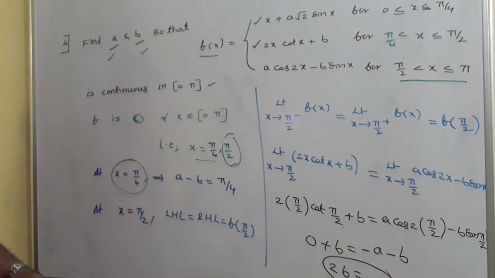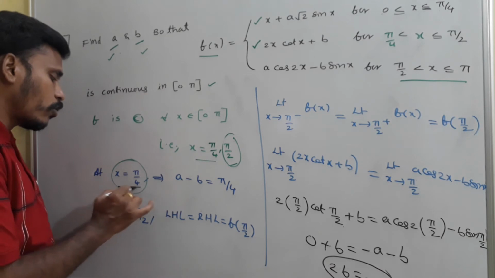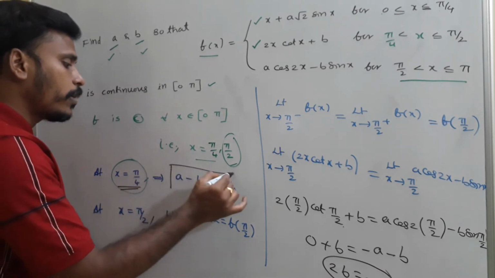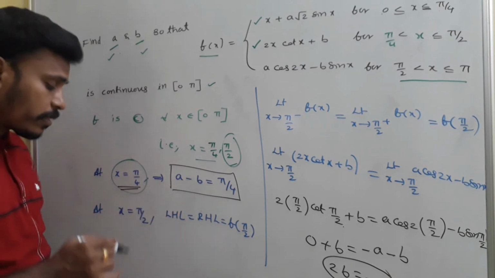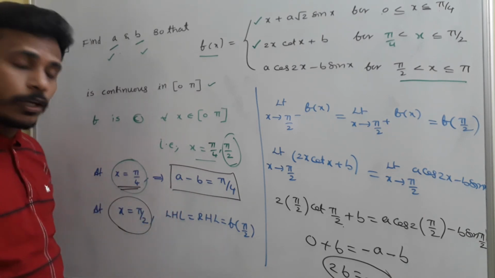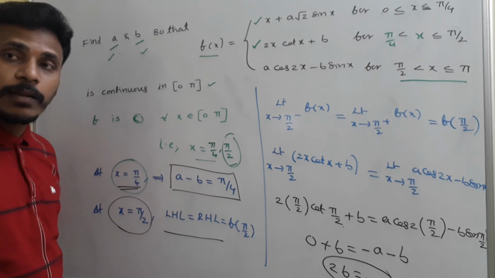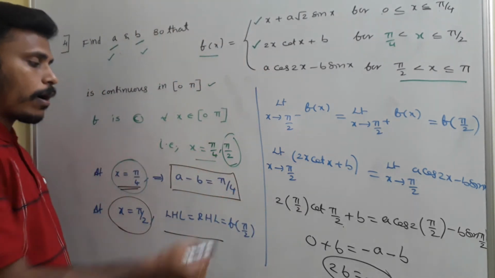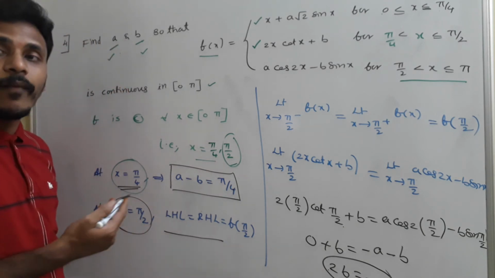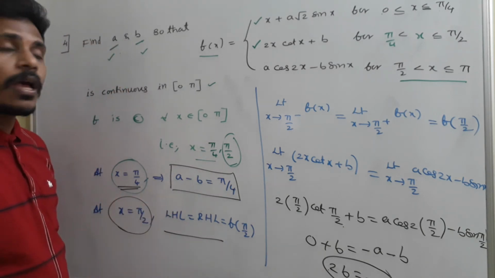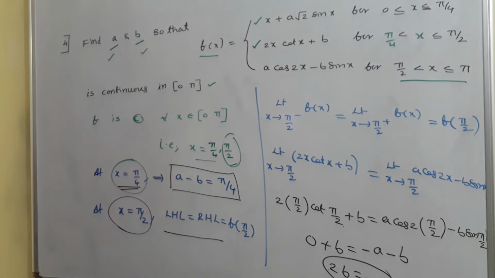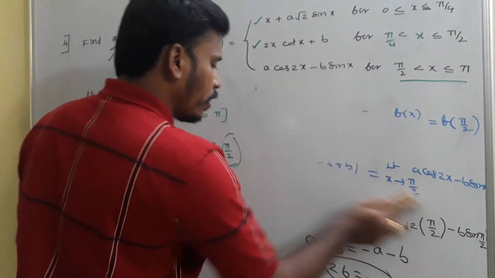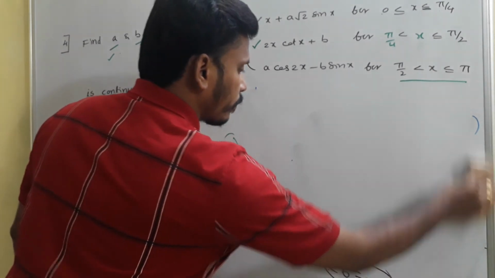So if f is continuous at x equal to pi by 4, by equalizing left and right limits we have a minus b is equal to pi by 4. And since f is continuous at x equal to pi by 2, by taking the left and right limits as equal, we get 2b is equal to minus a. Now combining these two, we need to get the values of a and b separately. Our target is to find a and b, right? So now we have 2b is equal to minus a.